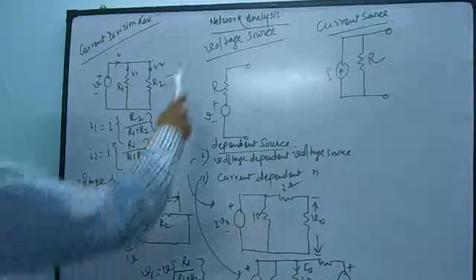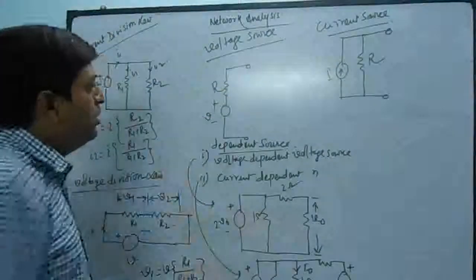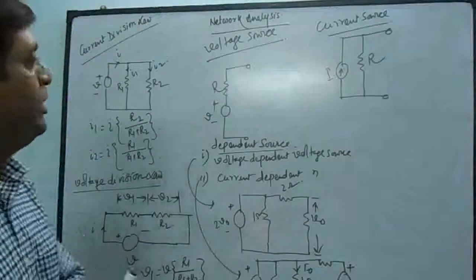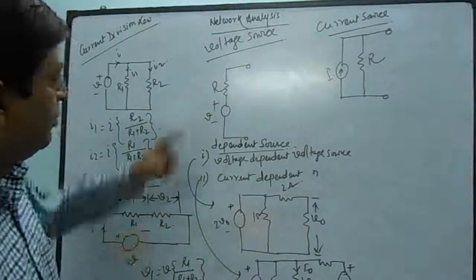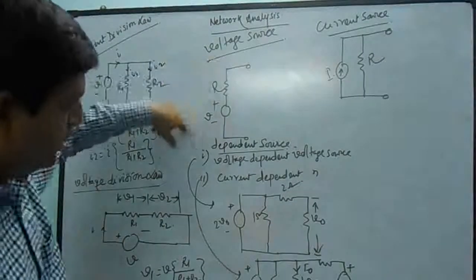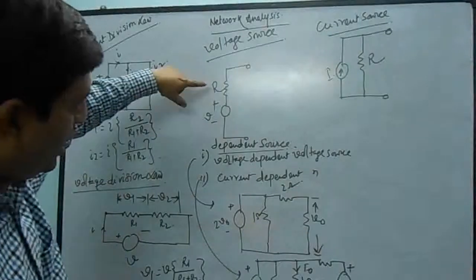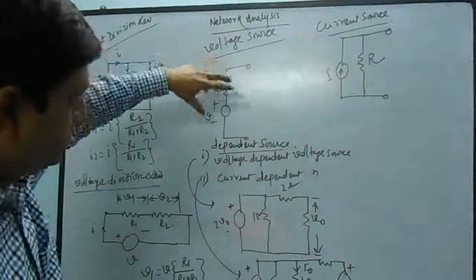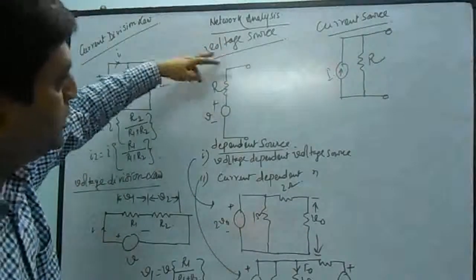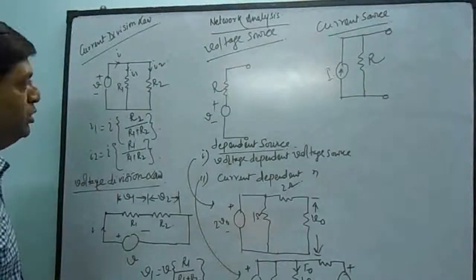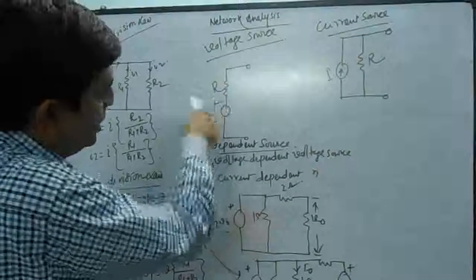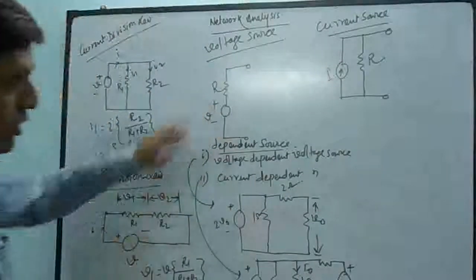Now, voltage source. Voltage source is always associated with a series resistance. Just like this, V is the voltage and R is the series resistance, and the combined unit is called the voltage source. So practically this R is the internal resistance of this voltage source.